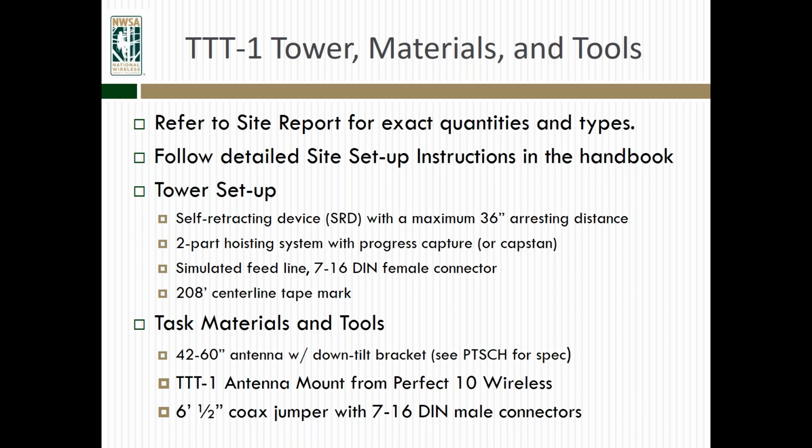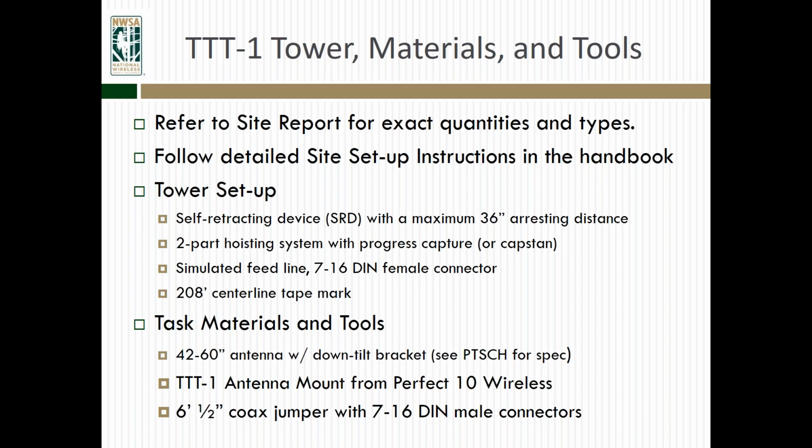We do allow for a 1-part system with a capstan hoist if you prefer to do that. Just refer to the site setup instructions and site reports for how that needs to be rigged. But in general, the 2-part hoisting system with some sort of progress capture, so that if the examiner were to let go of the rope, the antenna wouldn't fall to the ground. There's a number of ways that could be rigged using different devices. You want to make sure you can't drop that antenna if you let go.